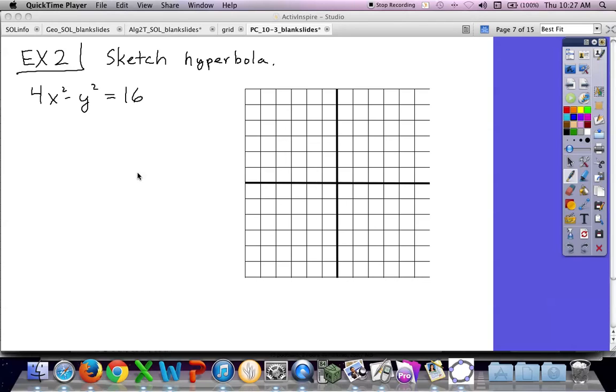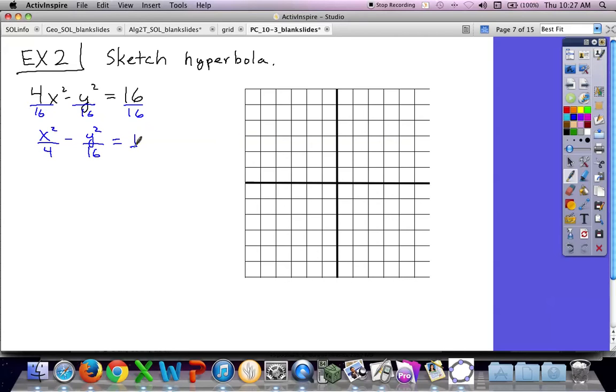Okay, sketch the hyperbola. Is this in standard form? How do you put it in standard form? Divide by 16, right? So when I divide by 16, 16, 16, now I've got x squared over 4 minus y squared over 16 equals 1. Okay, that's in standard form.